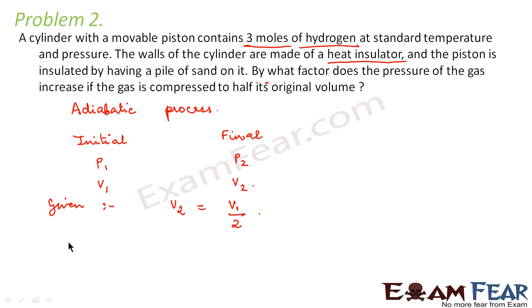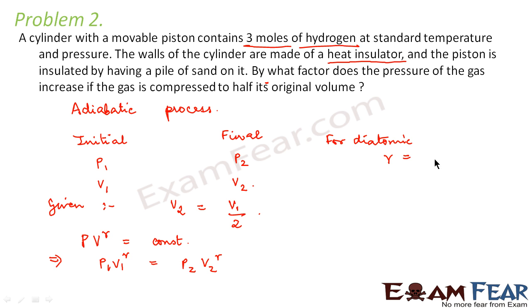Now, for an adiabatic process, for an ideal gas, what is the equation? The equation is PV to the power gamma is constant. So we can say that P1 V1 to the power gamma is equal to P2 V2 to the power gamma. What is gamma? Gamma is nothing but the specific heat ratio. For a diatomic gas, gamma is equal to 1.4. Therefore, P2 by P1 is equal to V1 by V2 to the power gamma.